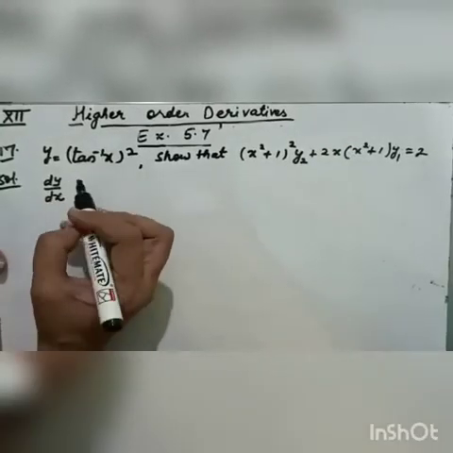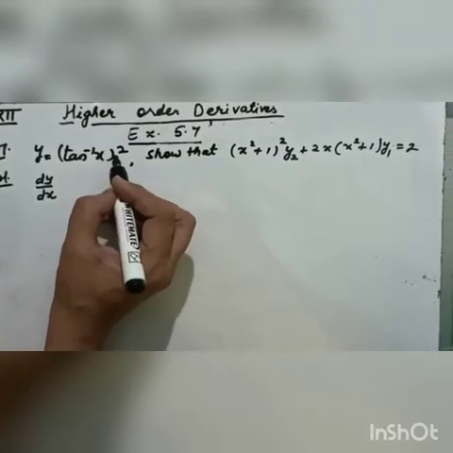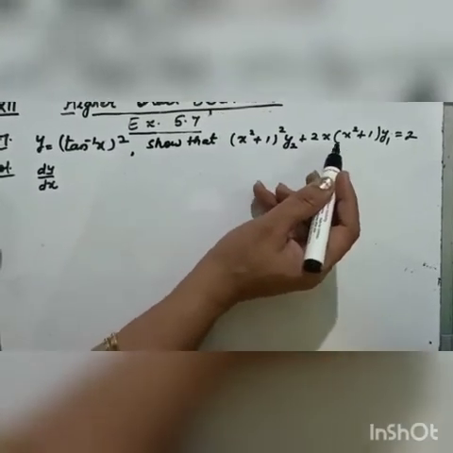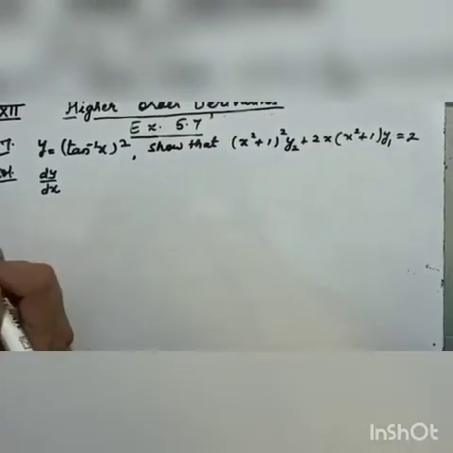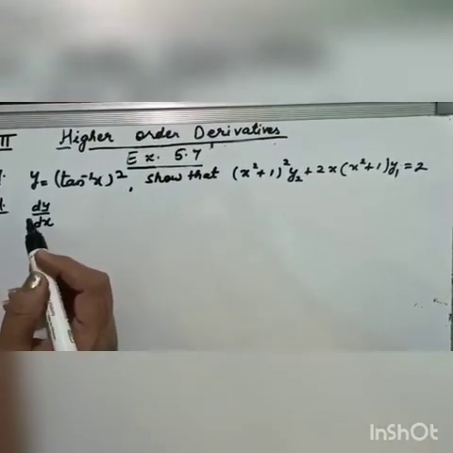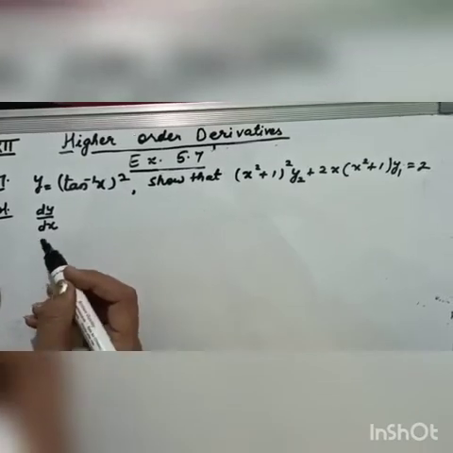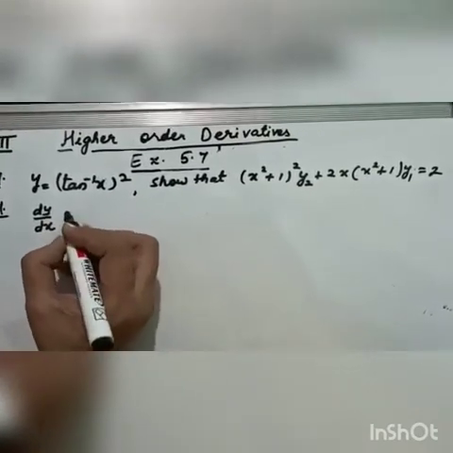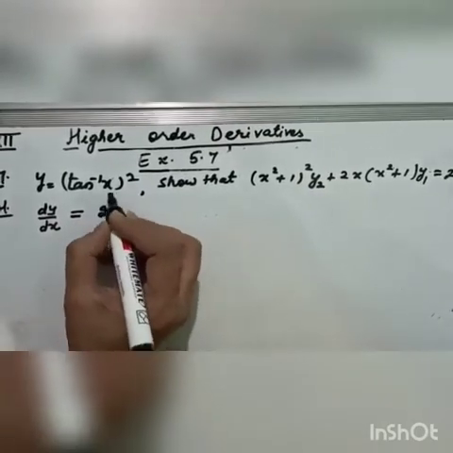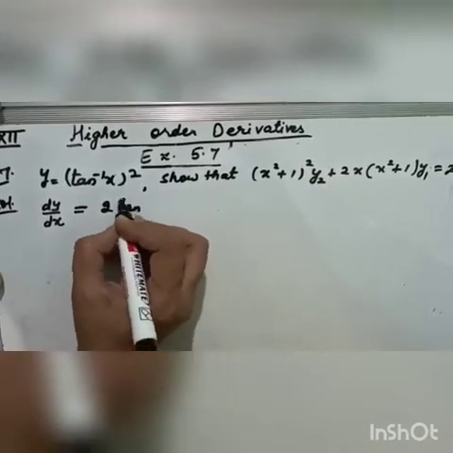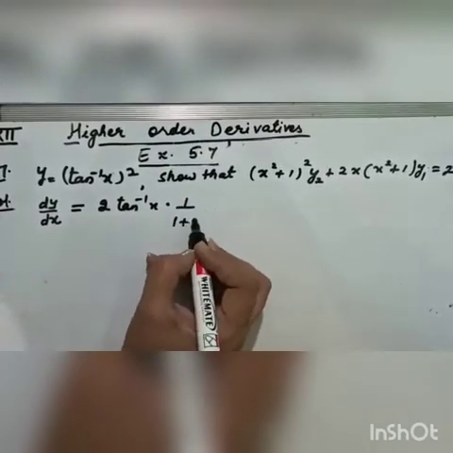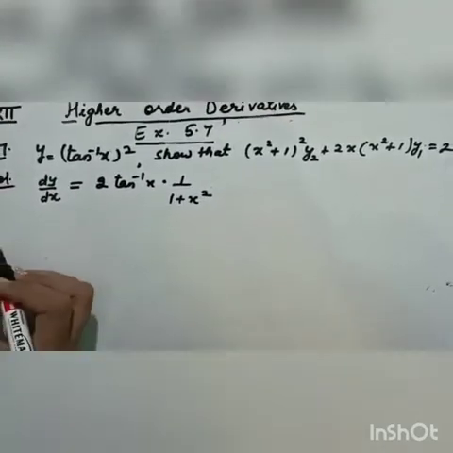Next question is y is equal to tan inverse x whole square. Show that x square plus 1 whole square y2 plus 2x into x square plus 1 y1 equal to 2. So again we start with the first order derivative, then second order derivative, and so on. First write down the first order derivative dy by dx. That is tan inverse x whole square. It is 2 tan inverse x into derivative of tan inverse x, which is 1 upon 1 plus x square.